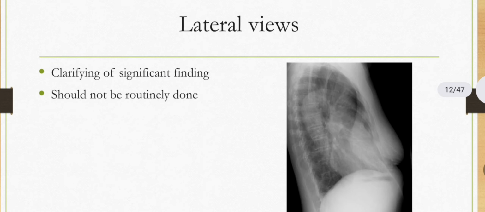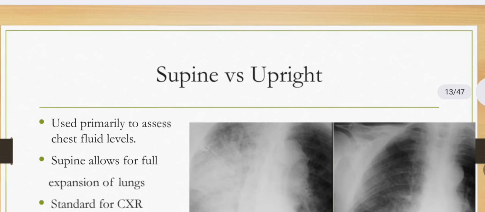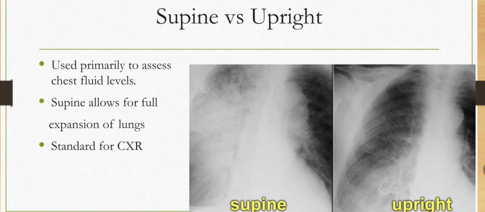Lateral views. Clarifying of significant findings should not be routinely done. Supine versus upright is used primarily to assess chest fluid levels. Supine allows for full expansion of the chest and lungs, and is standard for a chest X-ray.